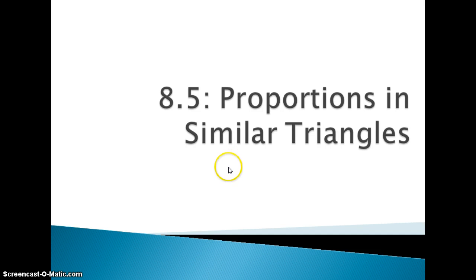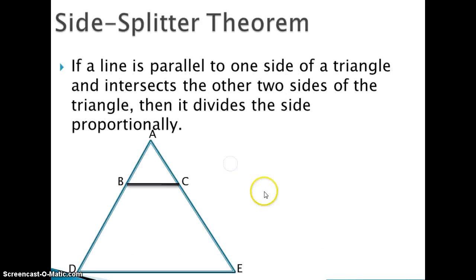Welcome to section 8.5. Today we're looking at proportions in similar triangles and three theorems that we can use if we know we have similar triangles. So the first one is called the side splitter theorem, and this is a really useful theorem. It says if a line is parallel to one side of a triangle and intersects the other two sides of the triangle, then it divides the sides proportionally.